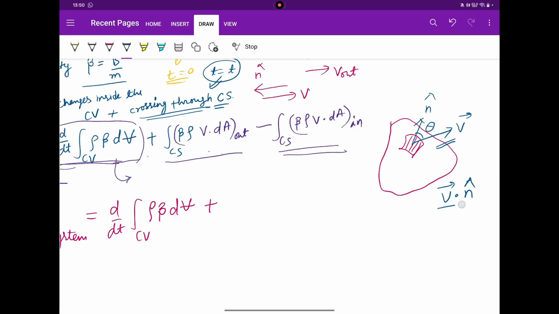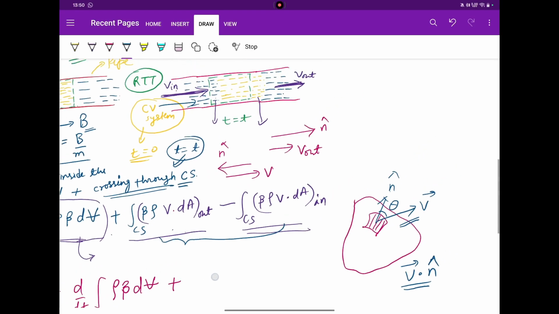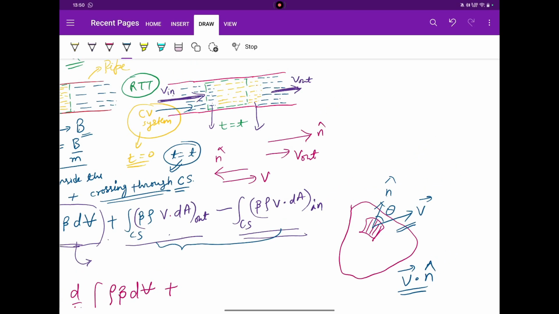V dot n cap. Okay, now you can combine these two, out minus in, mathematically. So tell me, what would be v dot n at the inlet? Minus v, isn't it? Because they are at 180 degrees, they are opposite, anti-parallel to each other. And what would be v dot n at the outlet? The angle between them is zero, they are parallel, so it would be positive v.